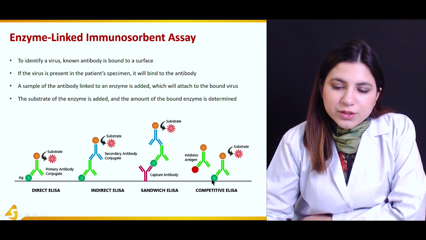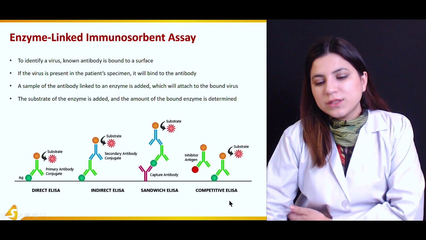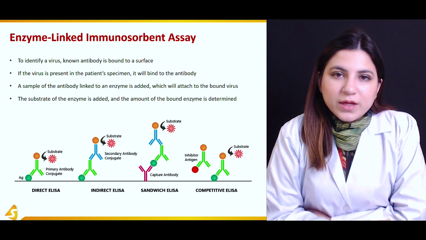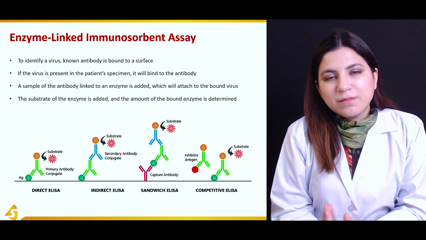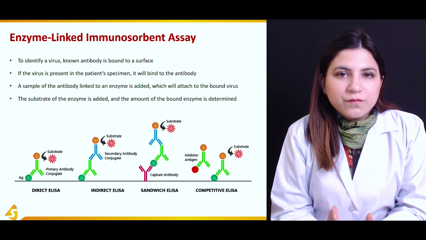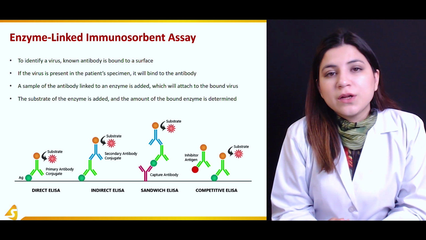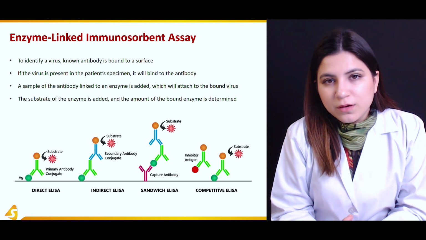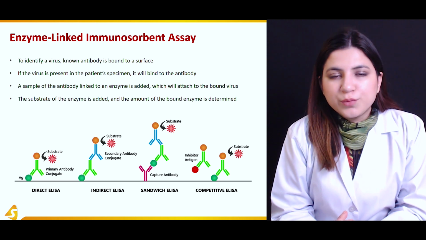And here you can see that in comparative ELISA, we have an inhibitor antigen, and this is basically used to identify again a type of virus. It employs the same method of identifying the signal, or identifying the bound enzymes that are present in a particular sample, or to indirectly identify the substrate conversion into the products.